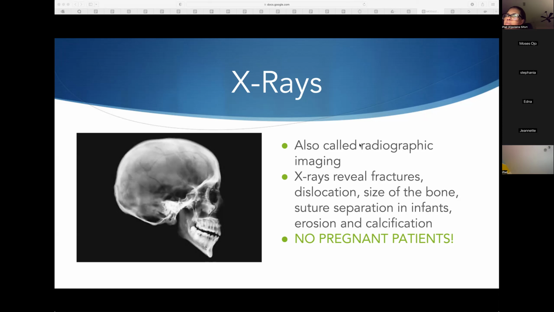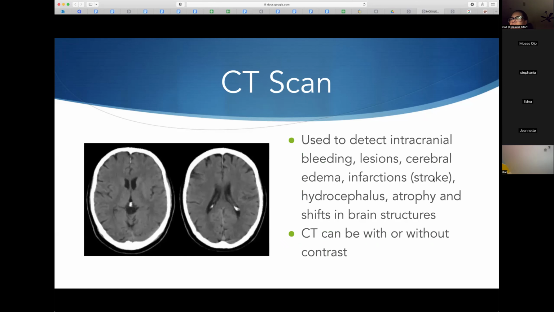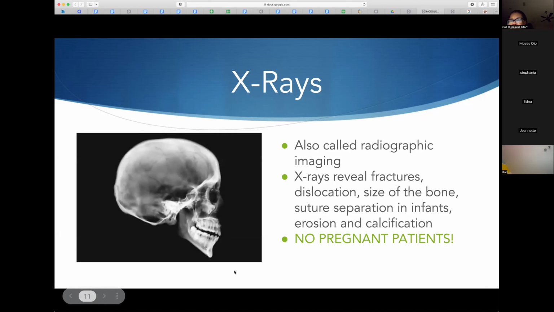Okay. Next up, we're talking about CT scans. So these are vital diagnostic tests for neuro that you have to understand. You have to understand your role as a nurse, okay? So for the X-ray one that we just learned about, your role as a nurse is if your patient gets an order for an X-ray, you need to make sure that if she's a woman of childbearing age, she has a negative pregnancy test.